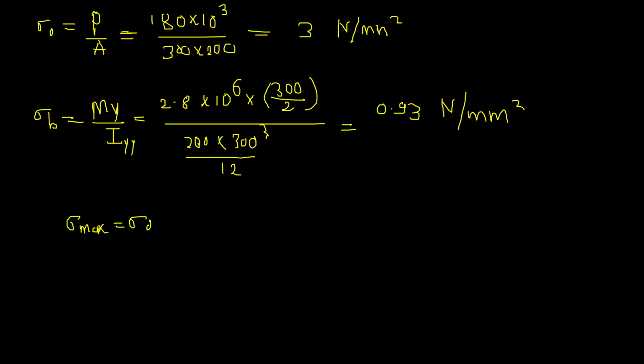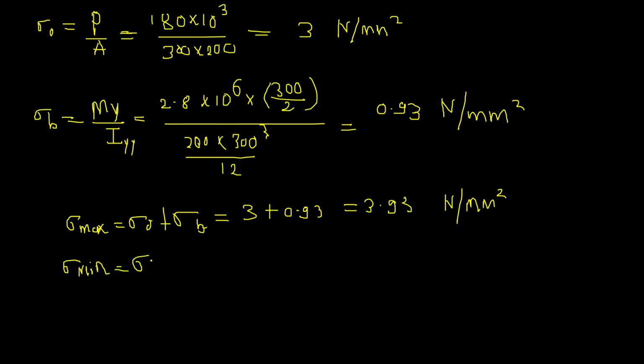Okay, now substituting these values in equation number 1 and equation number 2, sigma max is equal to sigma naught plus sigma b. Sigma naught is 3 plus sigma b is 0.93, that is 3.93 Newton per mm square. Sigma minimum is equal to sigma naught minus sigma b, that is 3 minus 0.93. This is equal to 2.07 Newton per mm square.